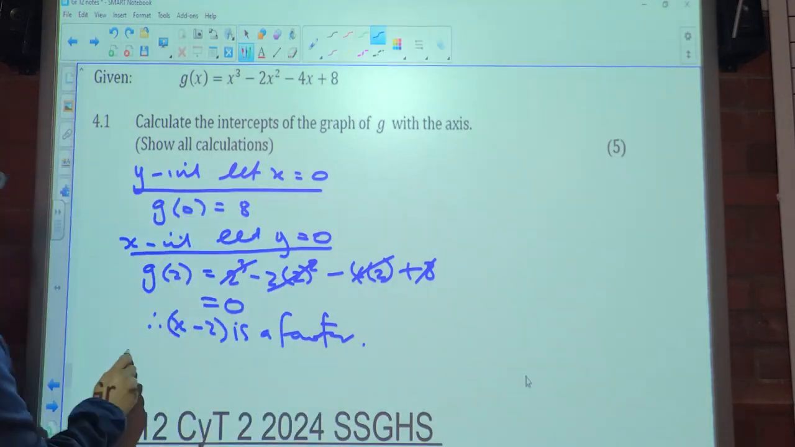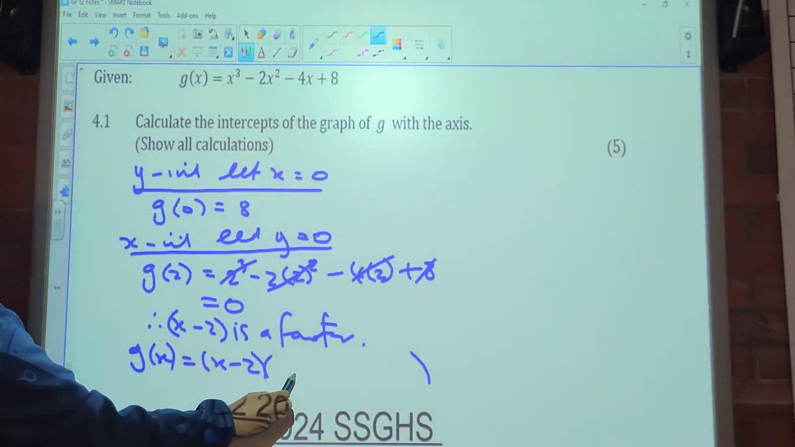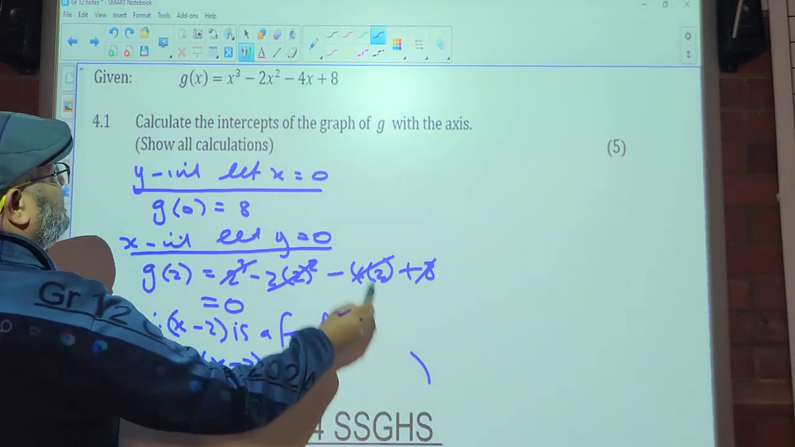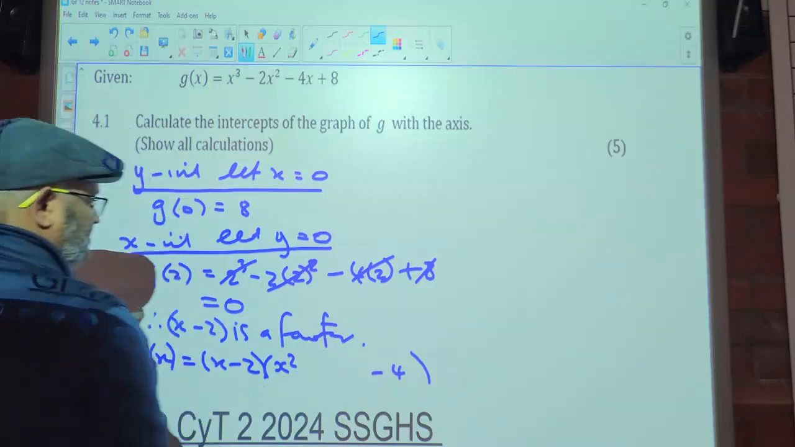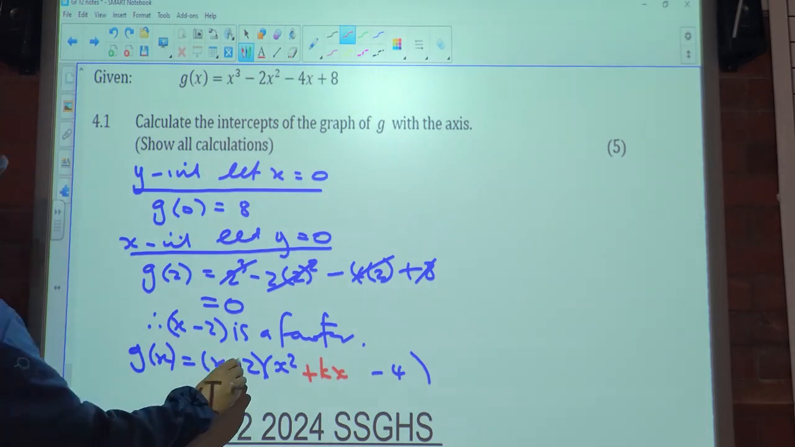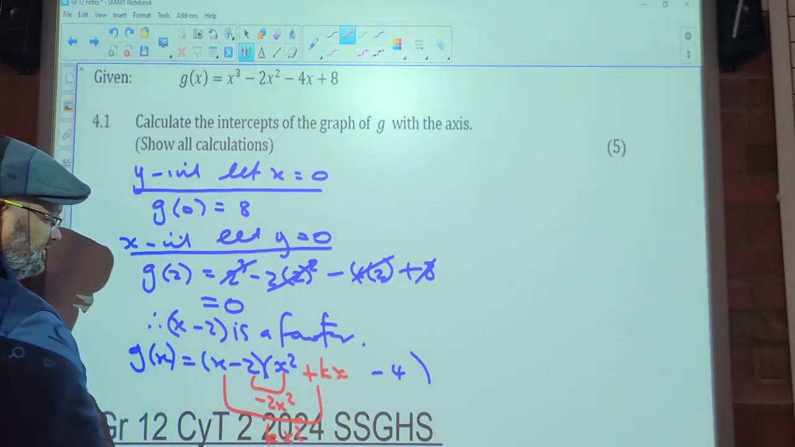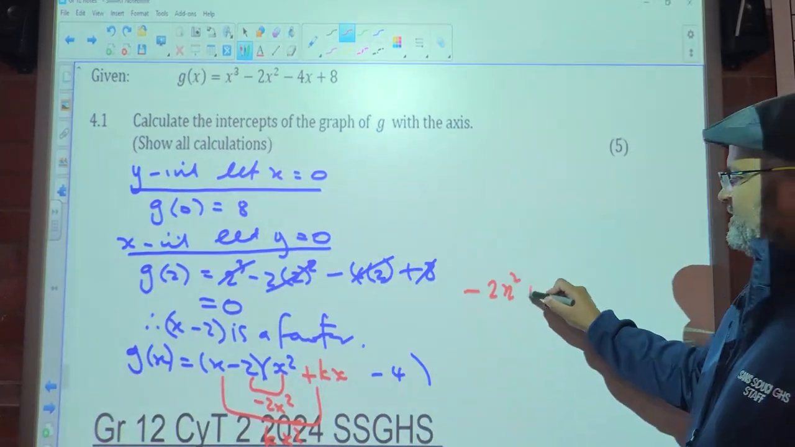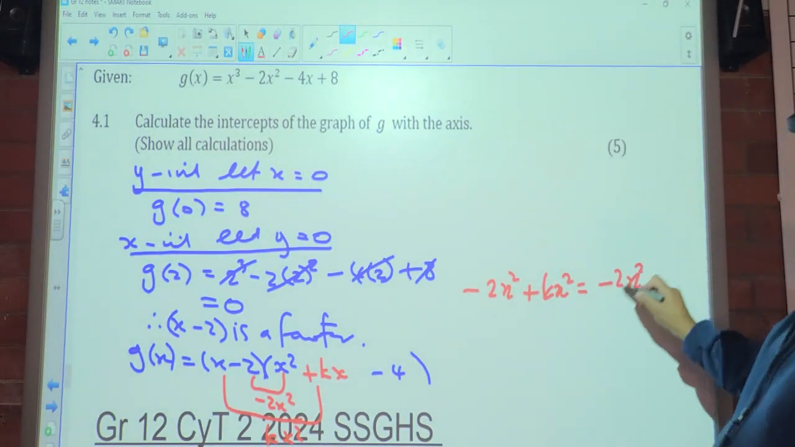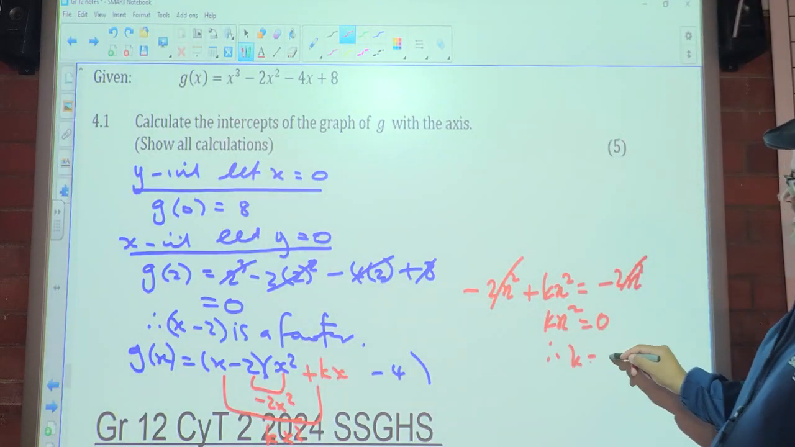Now we say that g of x is equal to x minus 2 into... so x multiplied by what is x cubed? x squared. Negative 2 multiplied by what is positive 8? Negative 4. So what do I add here? Plus kx. That is going to give me negative 2x squared, and this is going to give me kx squared. So I say negative 2x squared plus kx squared must be equal to negative 2x squared. That of course cancels, giving me kx squared equal to 0. Therefore k is equal to 0.